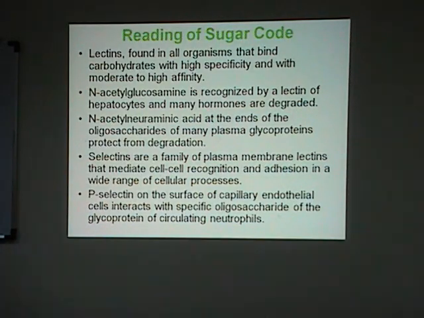Now, the reading of sugar coat. Actually, when Rajiv Gandhi was killed, before that there was a message to our IB.